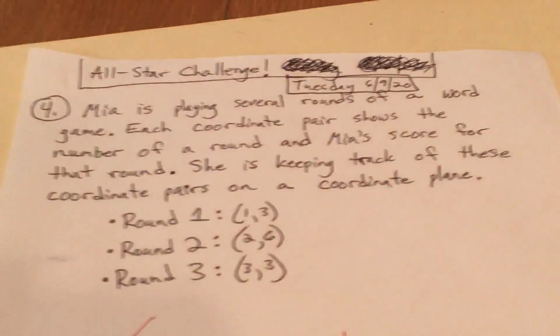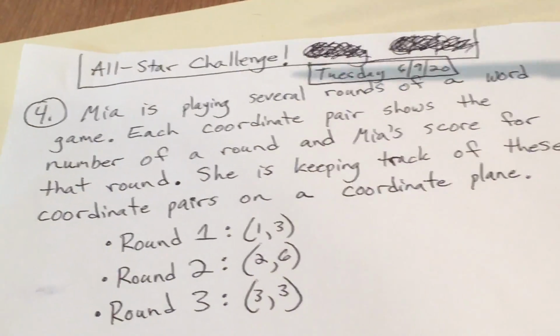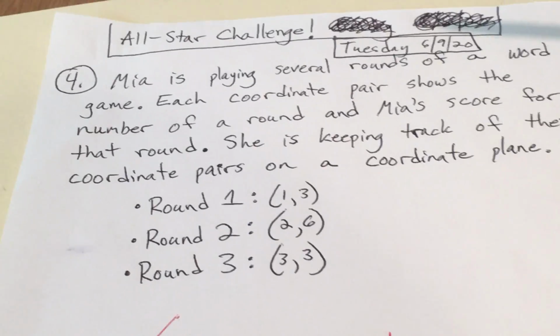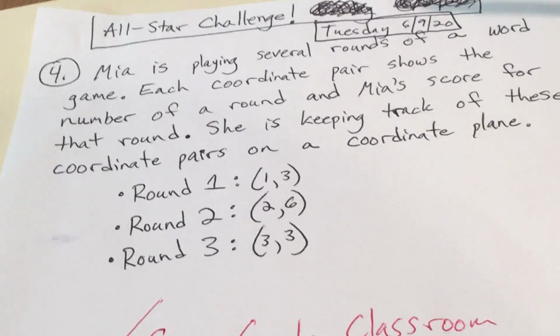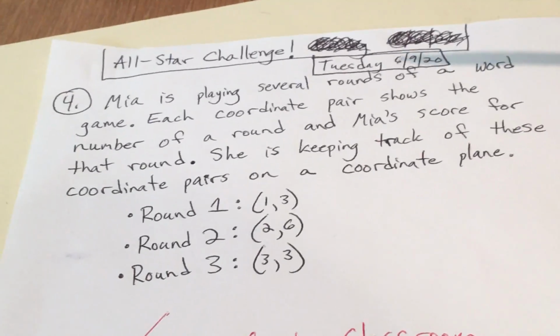So I'm going to be actually using the computer in a second because my artistic skills are not excellent. So let's go with number 4. Mia is playing several rounds of a word game. Each coordinate pair shows the number of a round and Mia's score for that round. She is keeping track of these coordinate pairs on a coordinate plane.